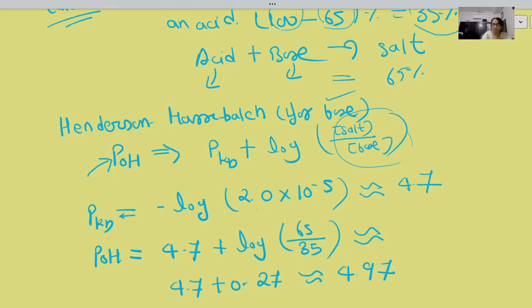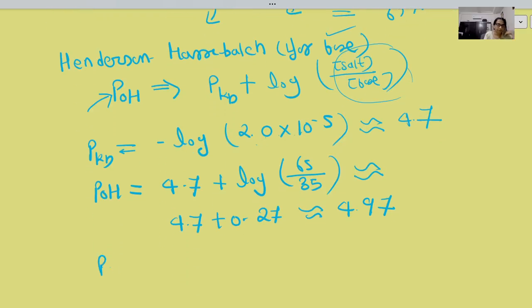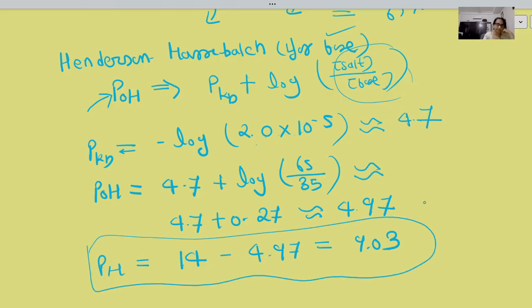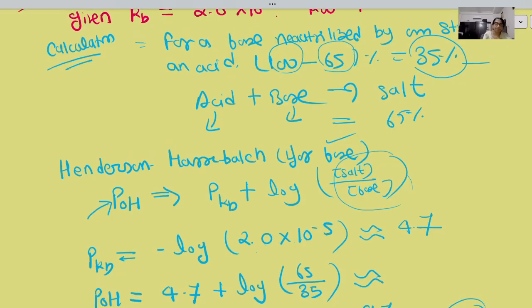Clear? Now the calculation of the pH: pH is equal to 14 minus pOH, because it is a base. So 14 minus 4.97 gives 9.03. This is the pH of the base present in our reaction mixture, that is the 35% of base. 9.03 is the correct answer, and you can calculate the pH with the help of the Henderson-Hasselbalch equation for base. Okay, thank you.